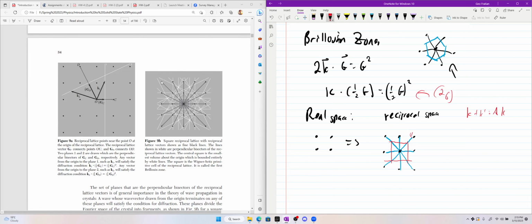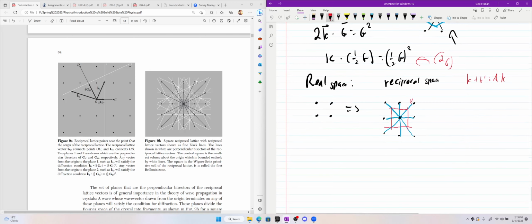Let's try to look at this in a nice reciprocal lattice. In figure 9a, I can just draw on this one here. These are reciprocal lattice points near the point O at the origin of the reciprocal lattice. The reciprocal lattice vector GC connects the origin O to the point C over here. GD connects O to D. Then 2 planes, 1 and 2, are drawn, which are the perpendicular bisectors of GC and GD. So you see they found the midpoint of the two and drew the planes.